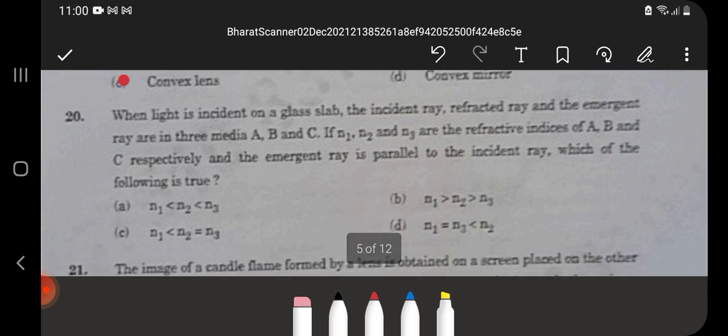Next, 20th question. When light is incident on a glass slab, the incident ray, refracted ray and the emergent ray are in three media A, B and C. If N1, N2 and N3 are the refractive indices of A, B and C respectively, and the emergent ray is parallel to the incident ray, which of the following is true? Answer is D: N1 equal to N3 less than N2.